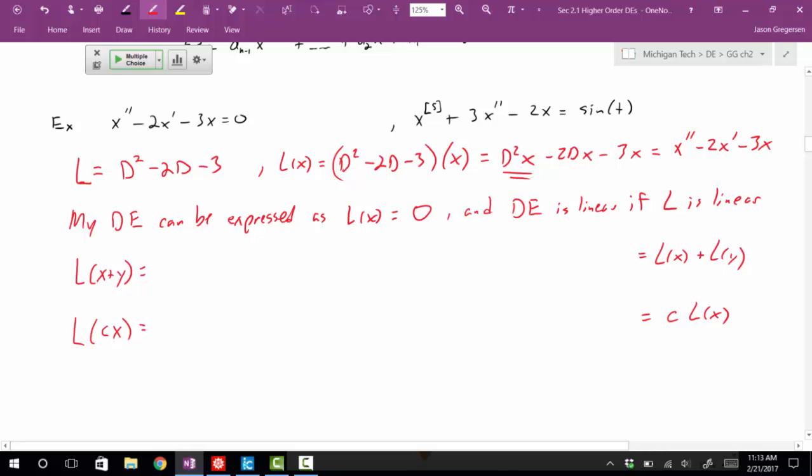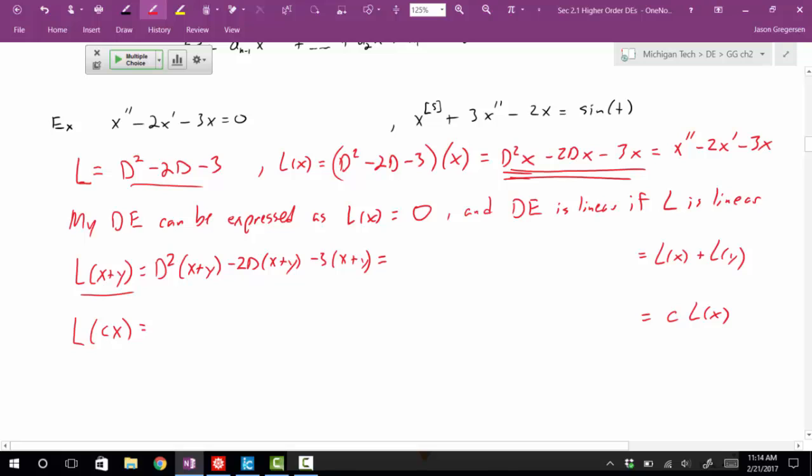So what does this mean? Well, once again, my operator's up here. We've seen how it was applied before. If I apply that to the sum of two functions, I would basically get d squared applied to both x and y, minus 2d applied to x and y, minus 3 applied to x and y.